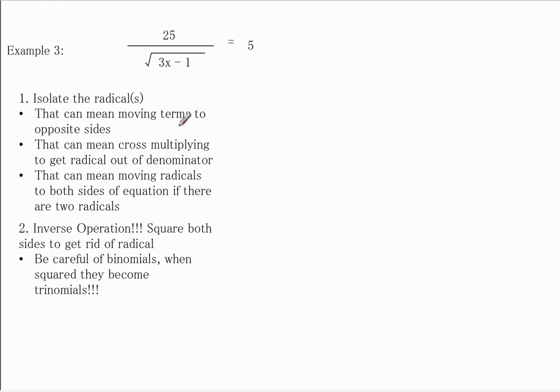Okay, example 3. So we see a radical, so we need to isolate it. This can mean moving terms to opposite sides. That doesn't seem like it's going to work here. This can mean cross-multiplying to get the radical out of the denominator. Yep, that's what I'm going to do here. I'm going to cross-multiply. So if you have to put that with a 1, so 1 times 25 is what I get when I cross-multiply one side. When I cross-multiply there, I get 5 radical 3x minus 1.